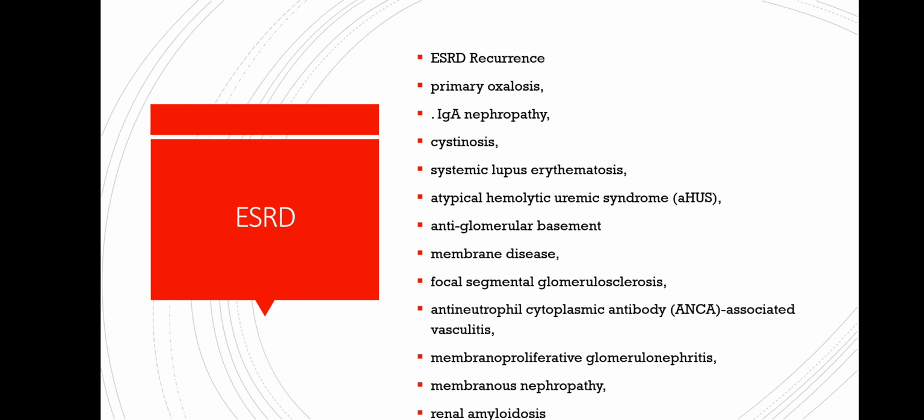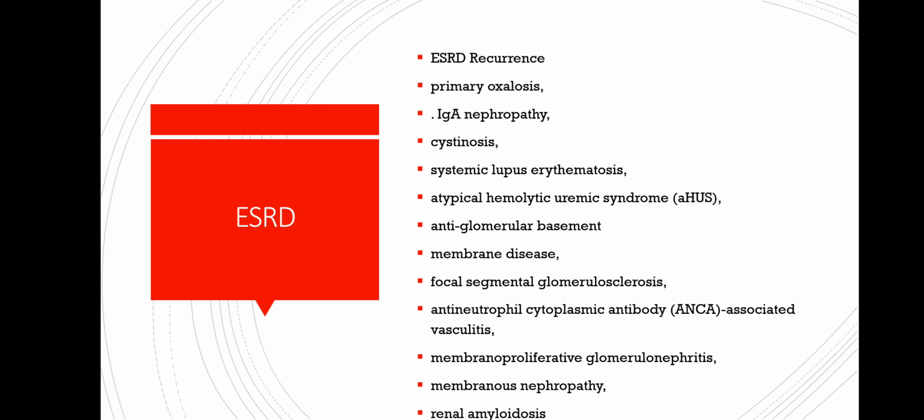Next, end-stage renal disease recurrences. It means primary oxalosis, IgA nephropathy. The primary oxalosis includes certain end-stage renal disease conditions. First one, IgA nephropathy, cystinosis. Then the renal disorder conditions are systemic lupus erythematosus and atypical hemolytic uremic syndrome.